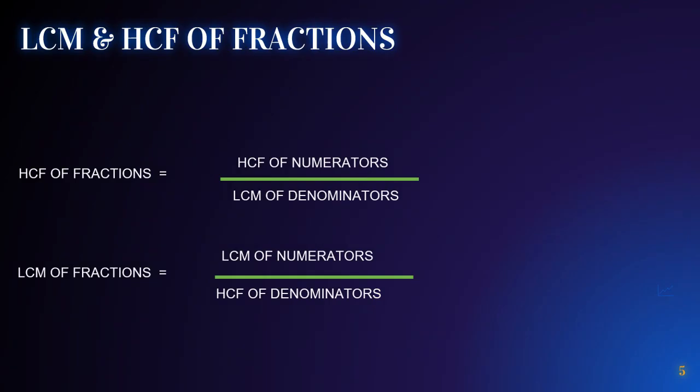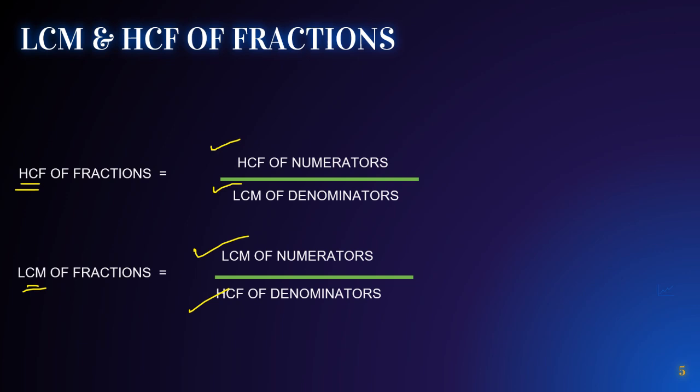Now let's move on to HCF and LCM of fractions. It's a very common understanding that the HCF, let me just give you an easy method to memorize. HCF of fractions will always have HCF of numerators by LCM of denominators, whereas LCM of fractions will always have LCM of numerators by HCF of denominators. So this is your dominant part. If it is HCF of fractions, you'll have numerators HCF and denominators LCM. If it is LCM of fractions, you have numerators LCM and denominators HCF. That way you can memorize.